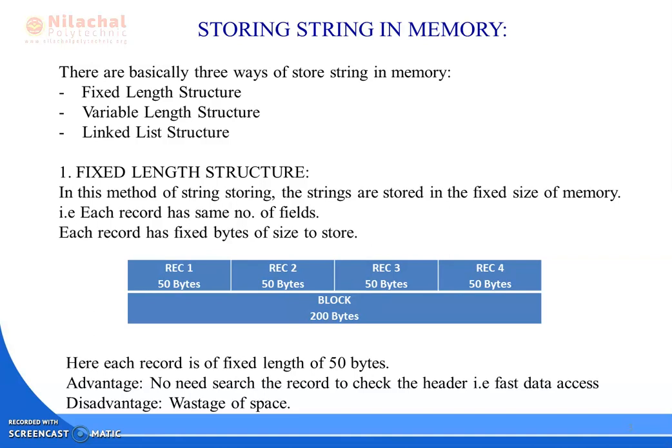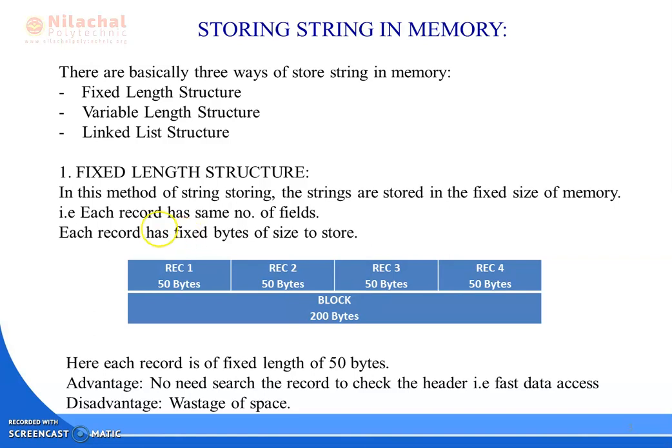Here let's discuss the advantage and disadvantage of the fixed length structure. In fixed length structure, the main advantage is that, as the records are of equal length, there is no need to search the record to check the header. If each is 50 bytes, we know the second record starts from the 51st position, or the third record starts from the 101st position. In this way, we can easily access the data, so the advantage is fast data access. The main disadvantage is wastage of space.